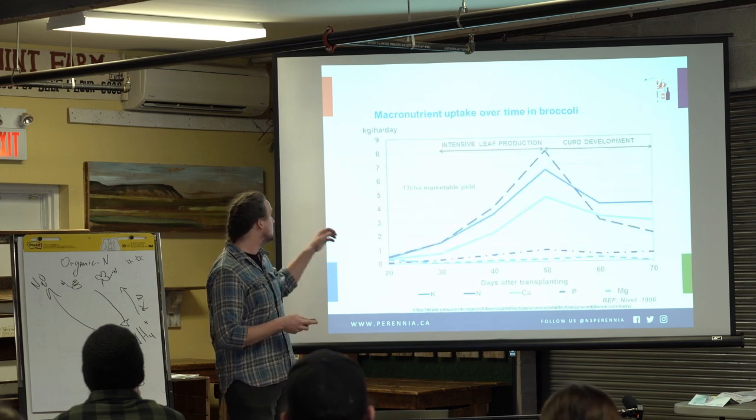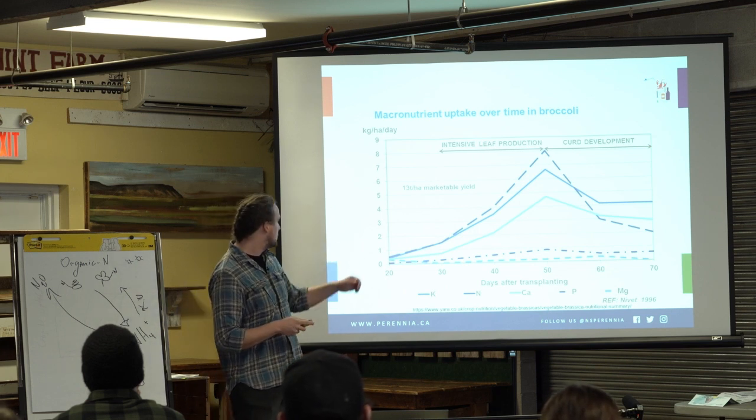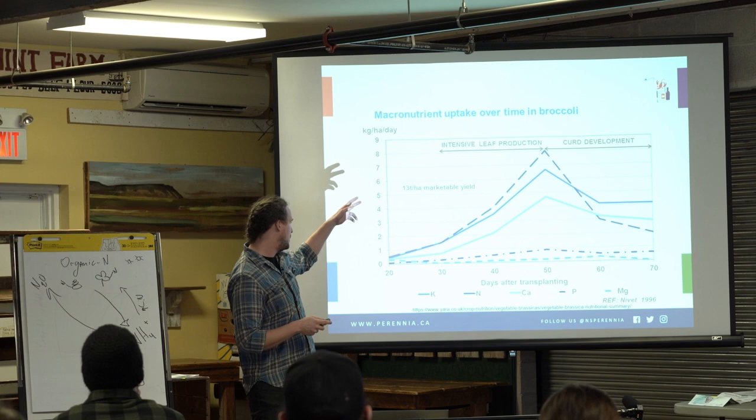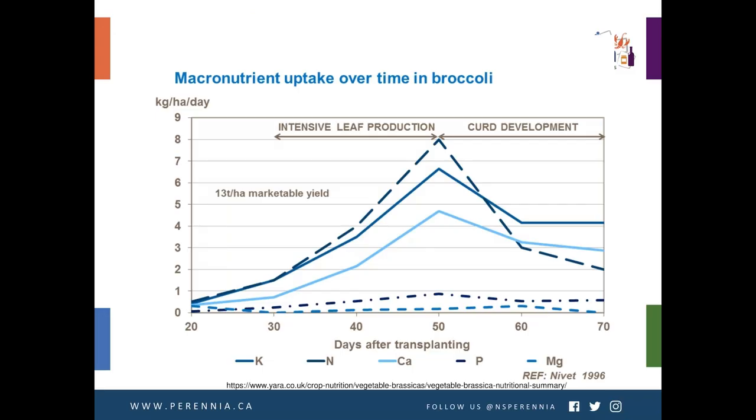So this just shows macronutrient uptake over time in broccoli specifically. So the top bar there is nitrogen, then you have potassium, then calcium, then phosphorus and magnesium. So you can see that the nutrient acquisition ramps up over time up to the split between the vegetative stage and the reproductive stage. And then nutrient uptake drops down again.